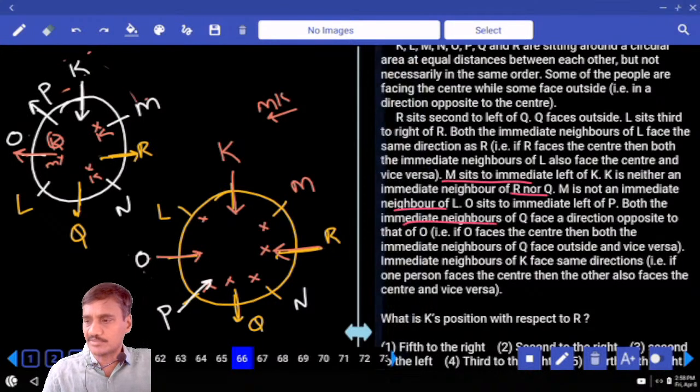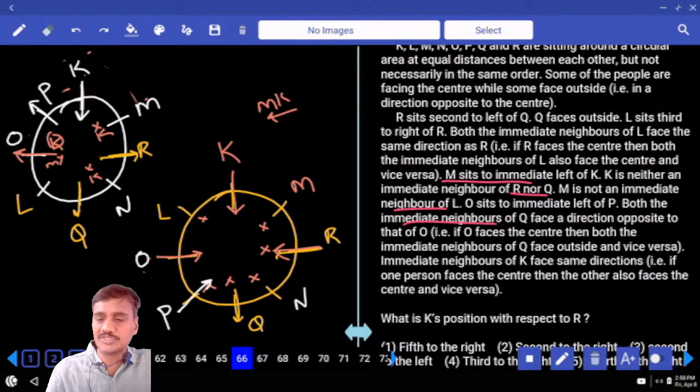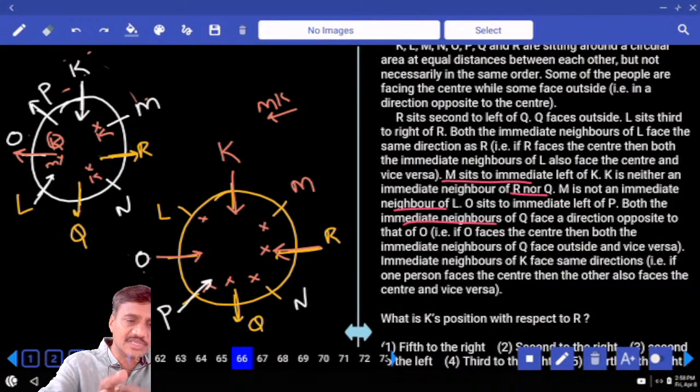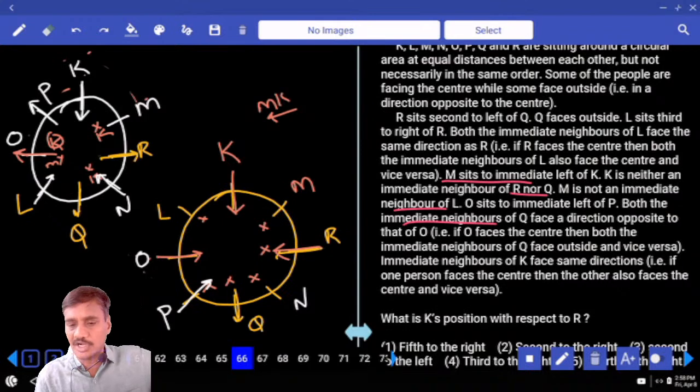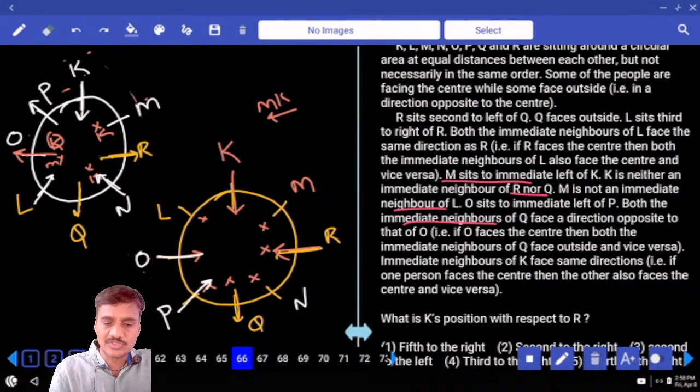And both the immediate neighbors of Q face a direction opposite to O. Opposite to O means O is facing away from the center. Hence, the immediate neighbors of Q, L and N, must be facing towards the center. Immediate neighbors of Q are opposite to what? Opposite to O. O is facing towards the center.